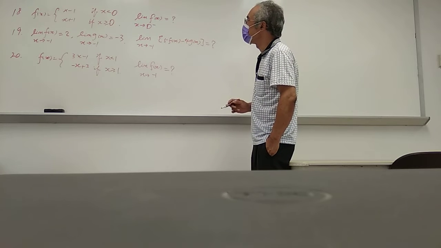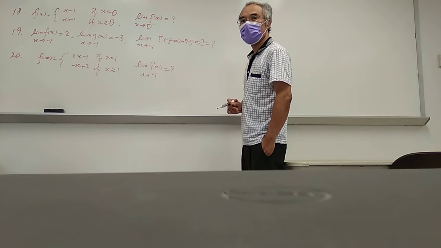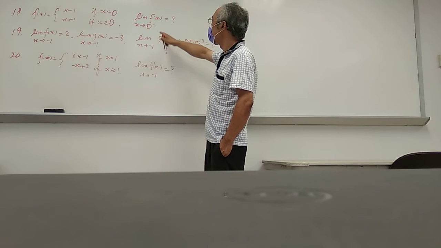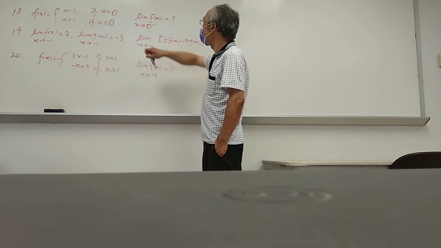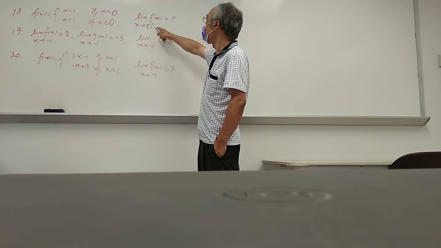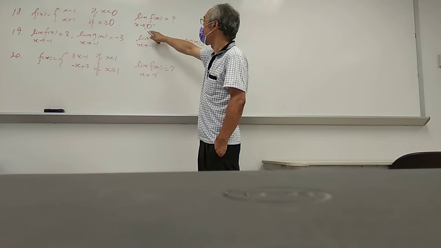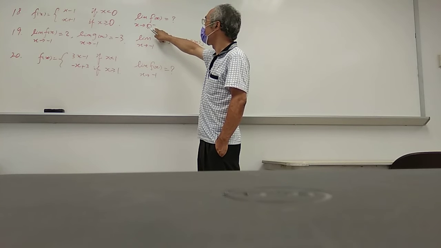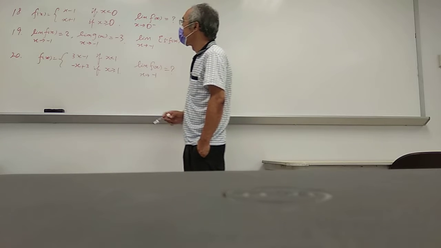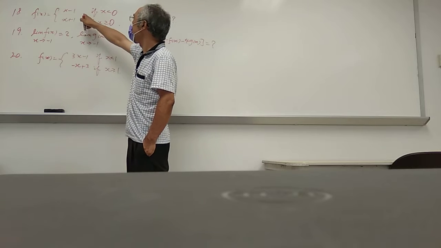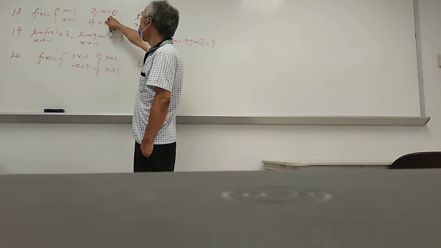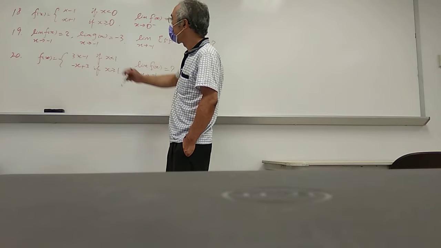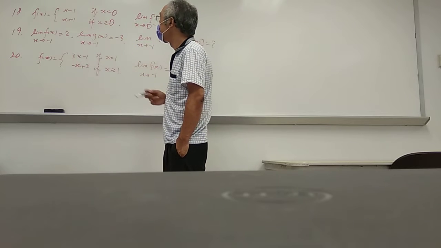Problems to finish in the study guide for test 1, problem 18. We need to find the left-hand side limit of the function f as x approaches 0. The negative here means the left-hand side limit of the function. The function is defined piecewise for x less than 0 and for x greater than or equal to 0.